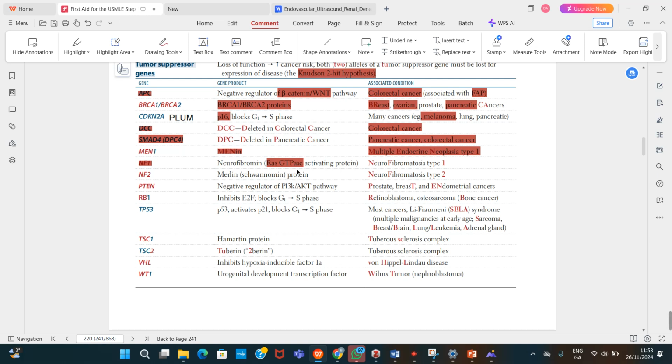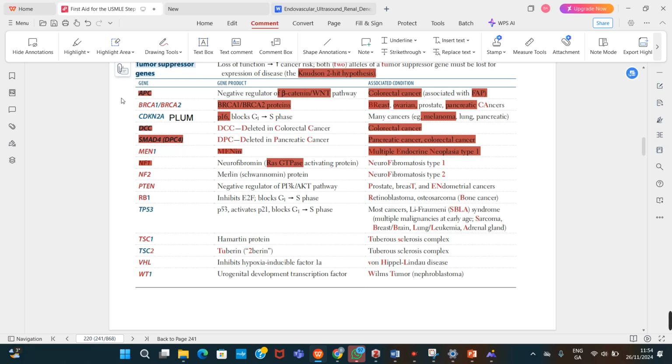So if RAS GTPase is activated, anybody knows what will happen? It breaks down RAS GTP to GDP, so RAS is inactivated. So what will happen to RAS? Inactivated. If RAS is inactivated, will growth happen? No. That is how NF1 is a tumor suppressor gene.